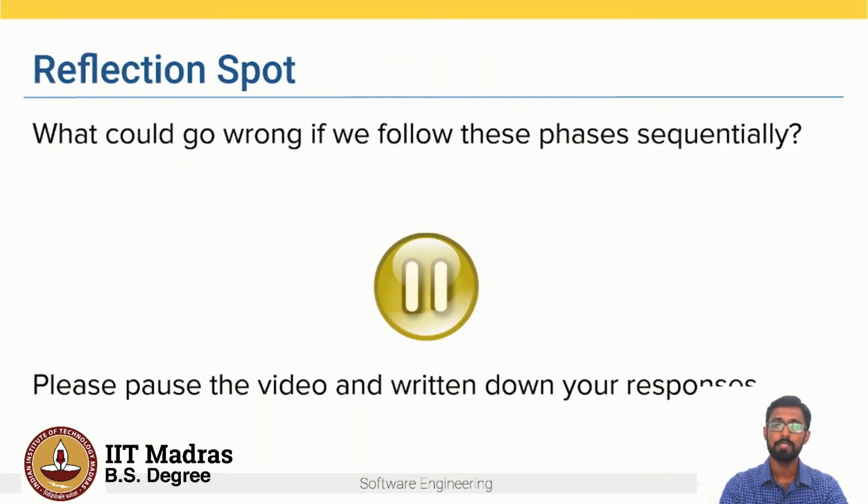So learners, let's reflect on this question. We saw that in the waterfall model, each of these phases follow one after the other. So what could go wrong if we follow these phases sequentially? Please pause this video and think about some reasons before proceeding.